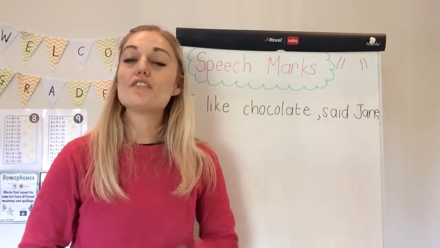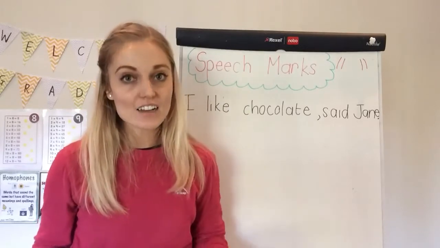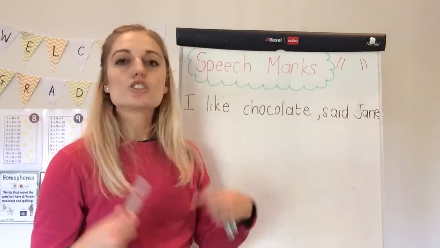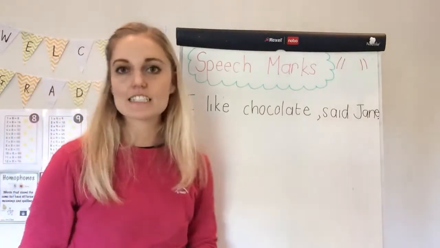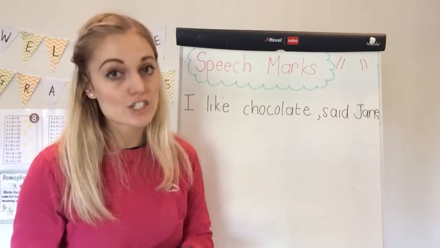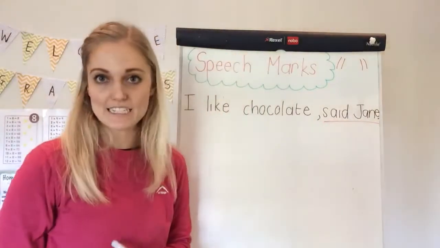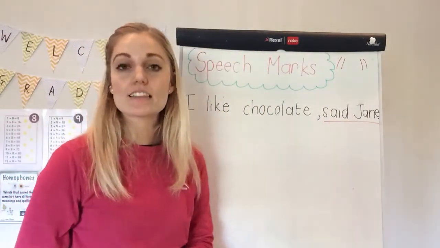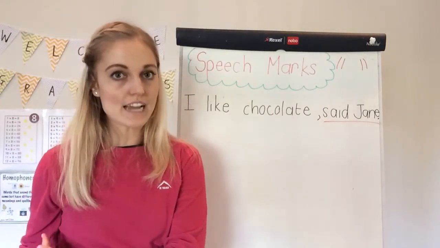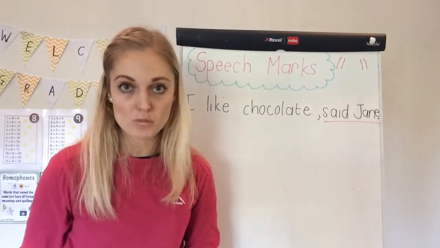Now, the first thing we must remember is to identify our tag. What is our tag? Our tag tells us who said these words. So in this sentence, I like chocolate, said Jane. Who said this? Jane. So, not only Jane, but said Jane is part of my tag. There we go. I've got my tag. That means that the other part of my sentence must then be my direct words. So, what do I do with my direct words? I'm going to use my speech marks.